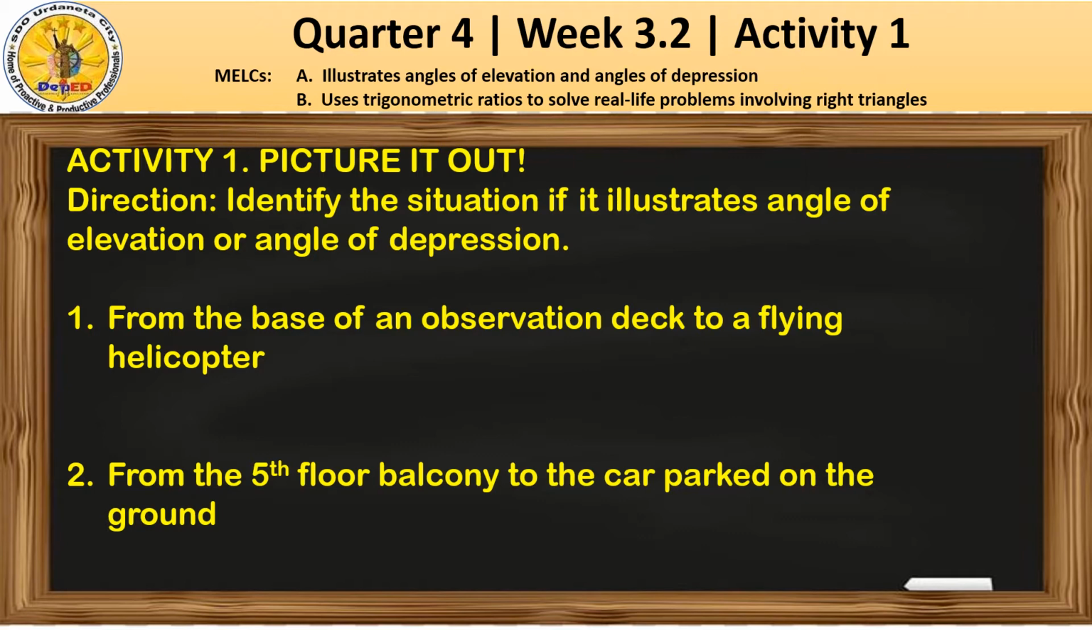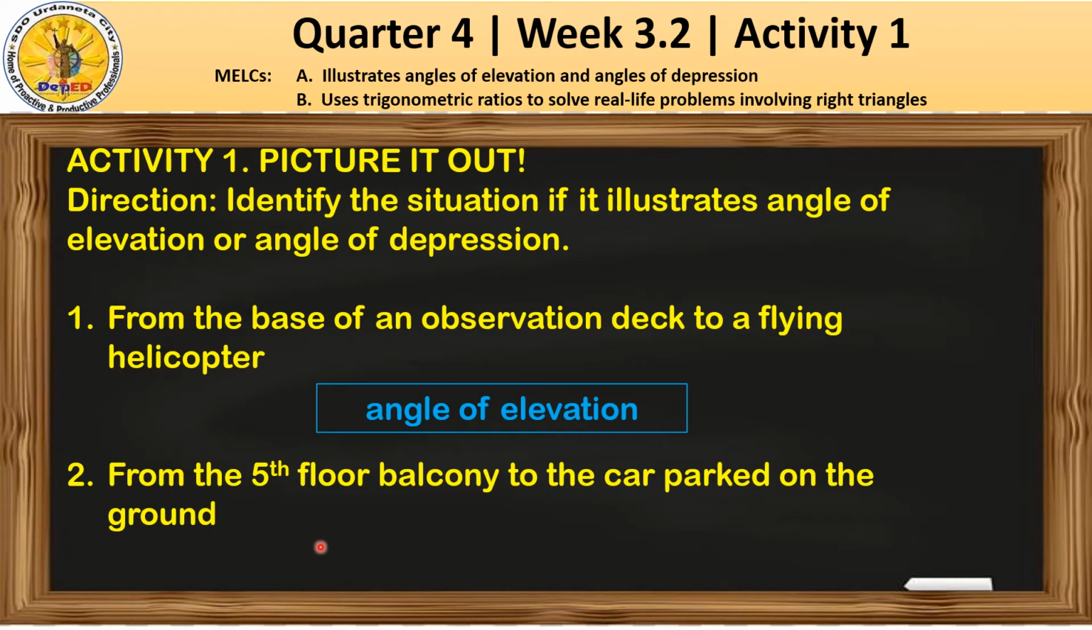Here are examples for activity 1. Picture it out. In here, you will identify the situation if it illustrates angle of elevation or angle of depression. For example number 1, you have from the base of an observation deck to a flying helicopter. Now here, where do you think is the object being observed? The object that is being observed is the helicopter, and that is above the observer. So that means the angle that we have here is an angle of elevation.